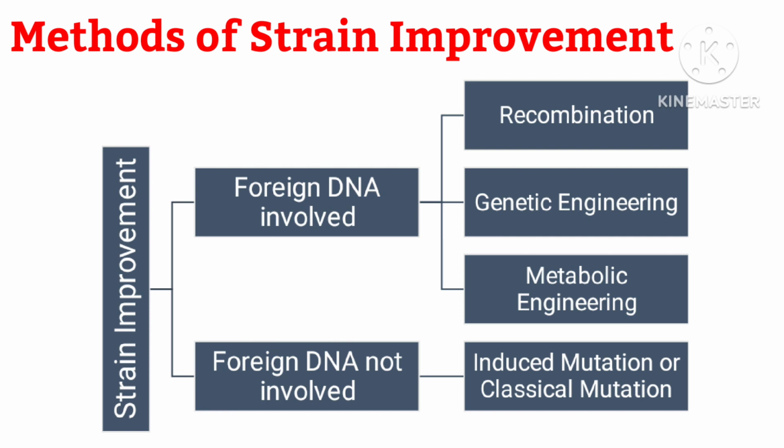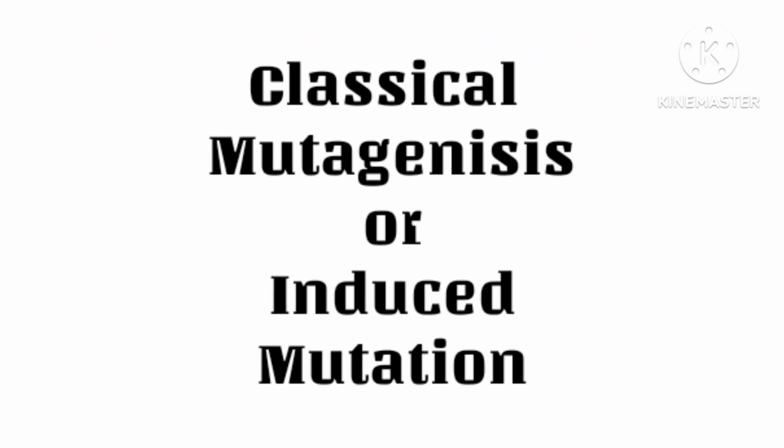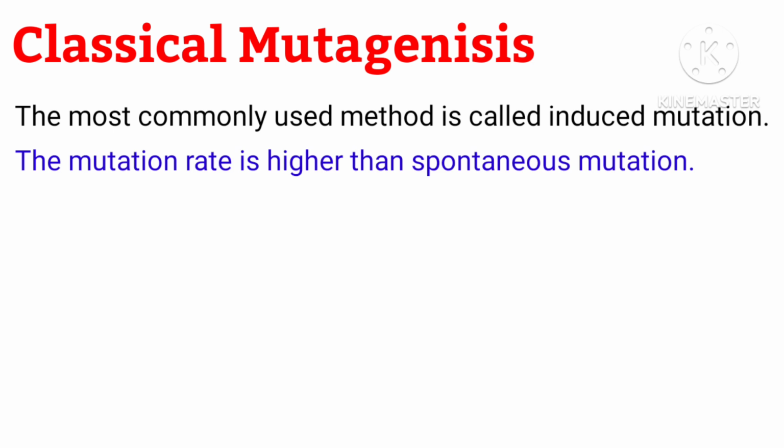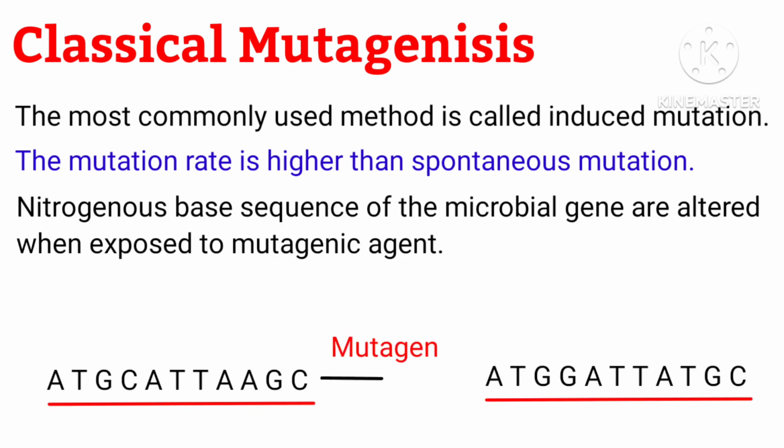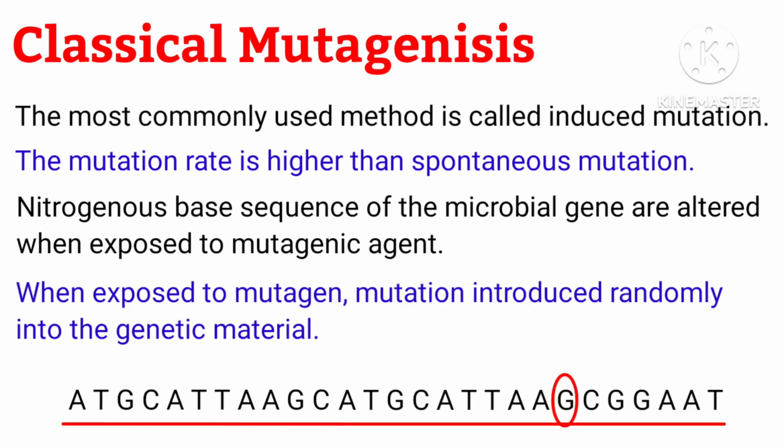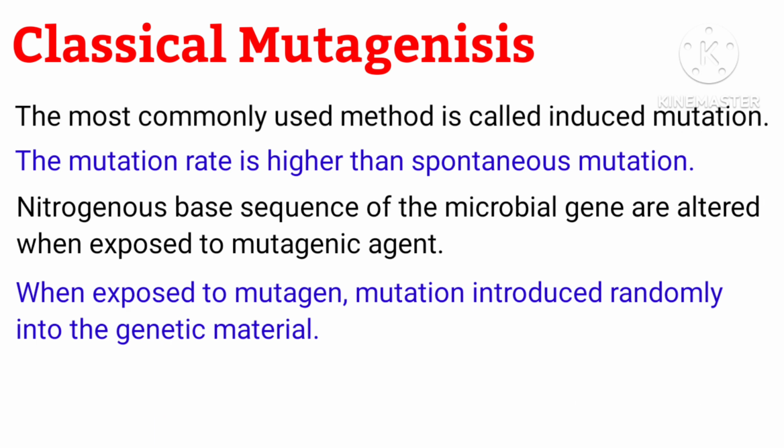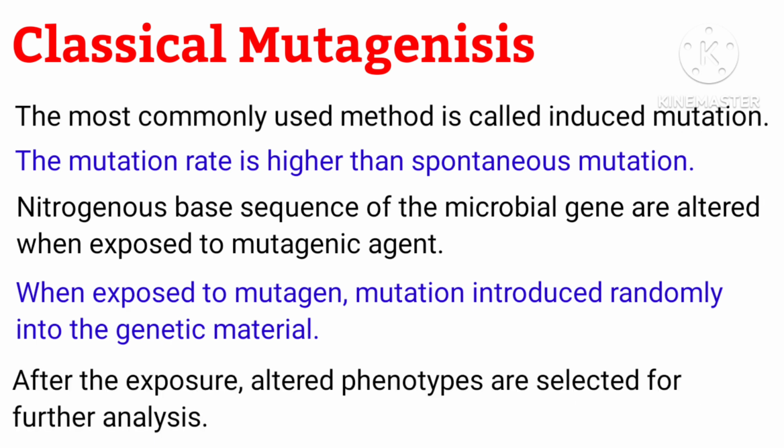Strain improvement techniques can be divided into two types based on whether microbes take up any foreign DNA or not. The traditional method is called induced mutation. Here no foreign DNA material is inserted into the microbial genome. The nitrogenous base sequence of the microbial genes is altered upon exposure to a mutagenic agent. When exposed to a mutagen, mutations are introduced randomly into the genetic material. After the exposure, altered phenotypes are selected for further analysis.